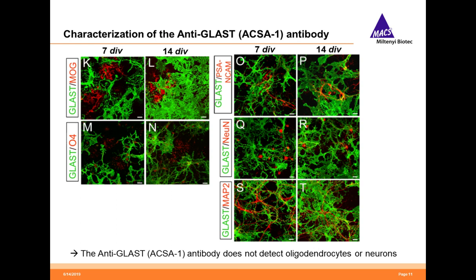So taken together, in cultured neural cells, GLAST expression, as revealed by this anti-AXA1 antibody, was detected in virtually all cells showing the typical astrocyte morphology and expressing the common astrocyte markers. And GLAST showed a broader expression than classic astrocyte markers like GFAP, and it was not found on other major neural cell types like oligodendrocytes and neurons.